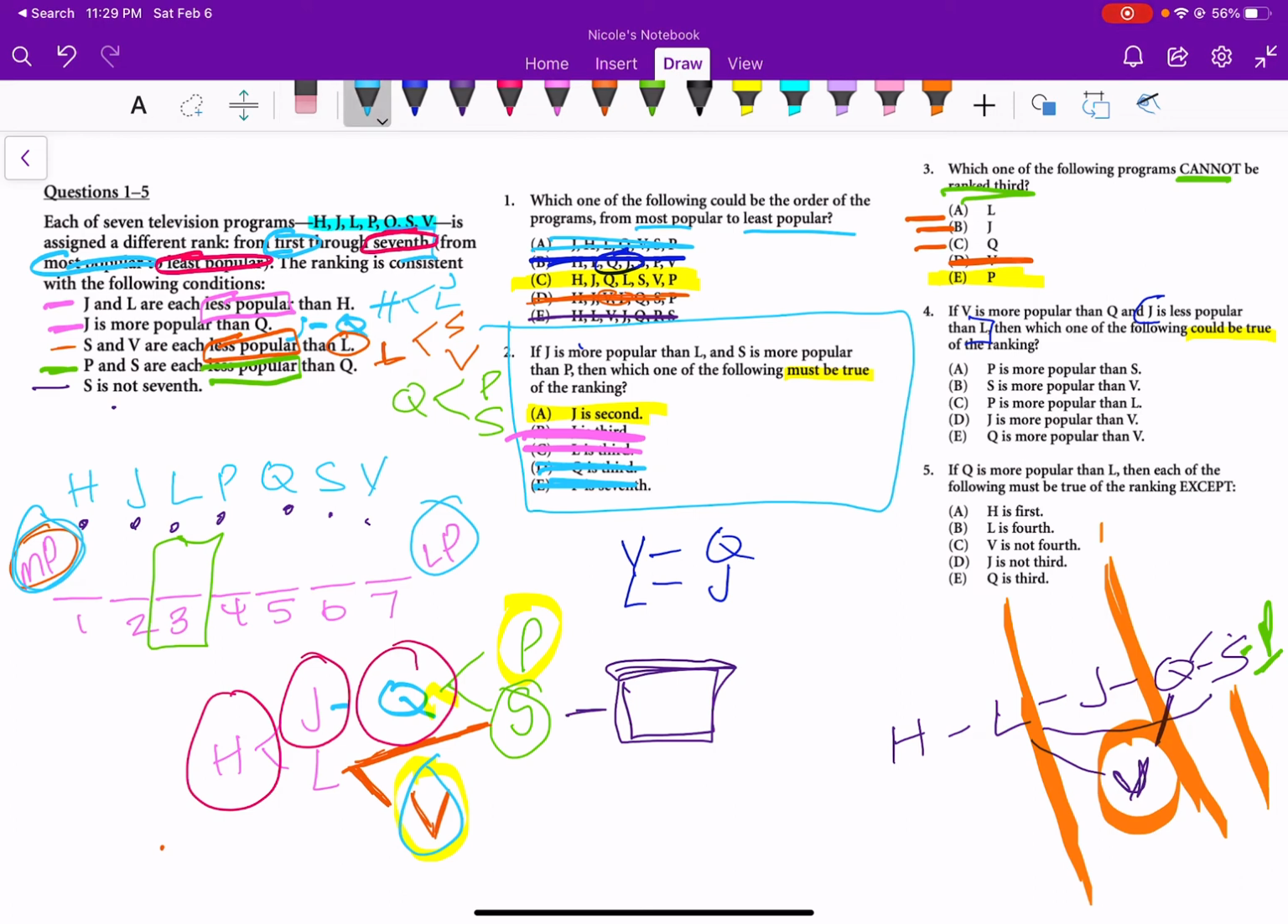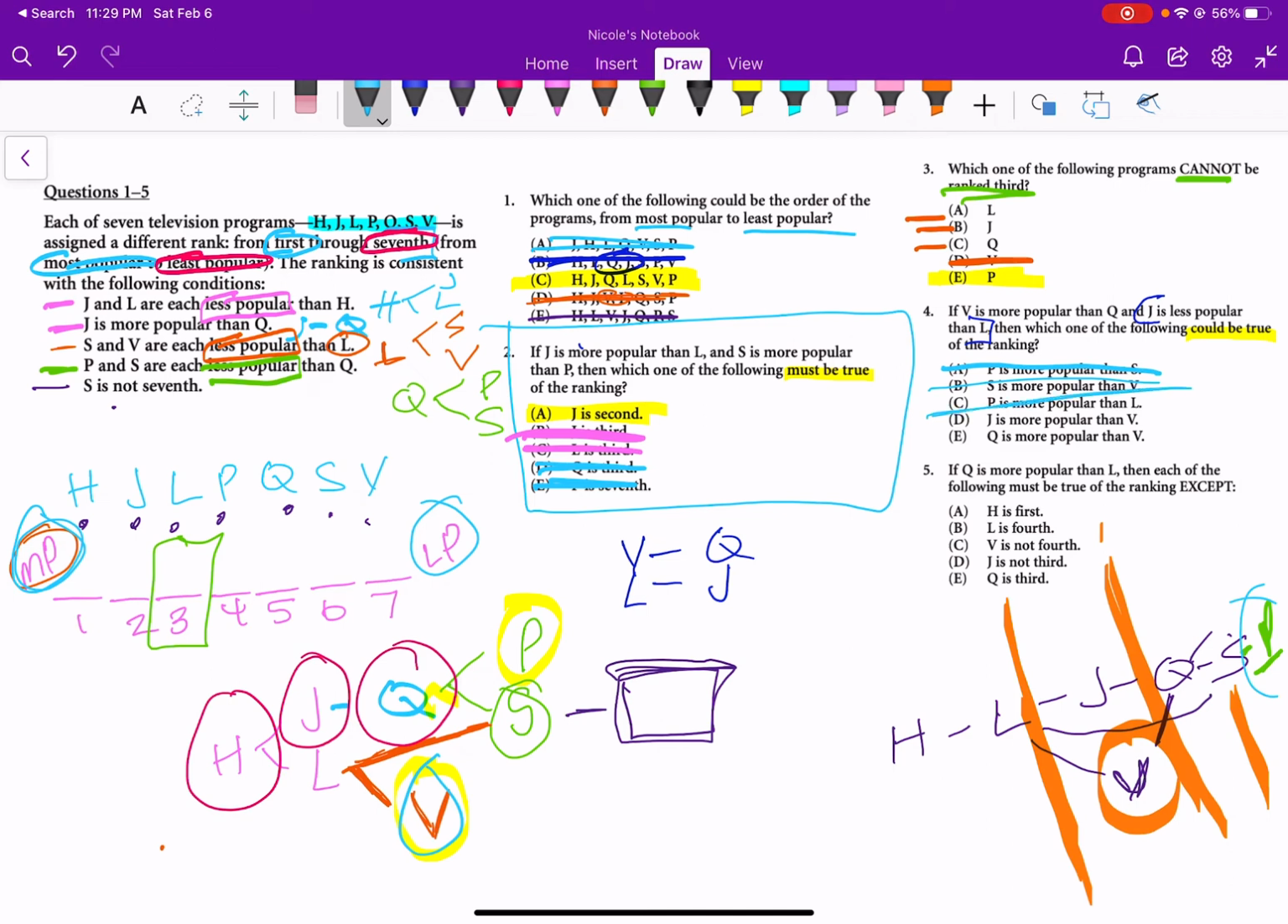So this is a could-be-true question. Could P be more popular than S? No, so that's not our answer because it can't happen. Can S be more popular than V? No, because S is coming after V, so we'll cross that off. P is more popular than L? No, because we have P last.